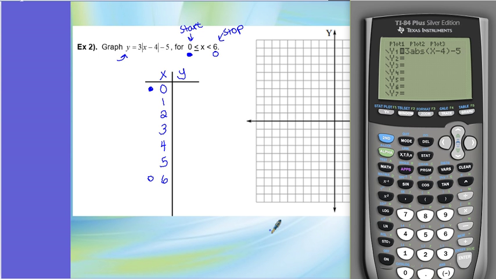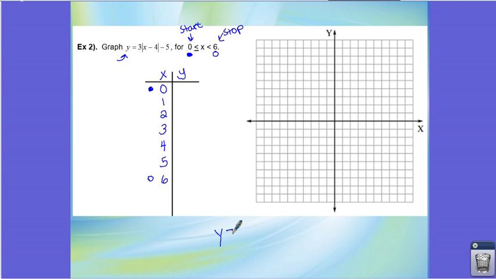So yours on your calculator could look like this. 3, and then it had this little box here, and inside here you put x minus 4, and then you close it and get out of it by hitting the right arrow key, and then minus 5. Okay.